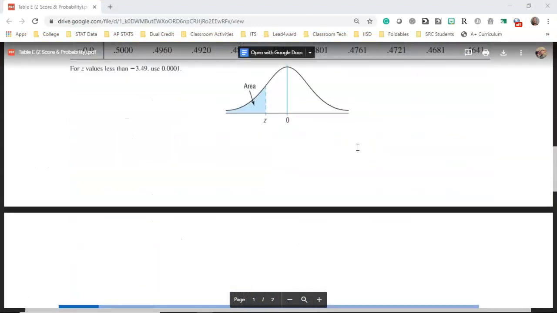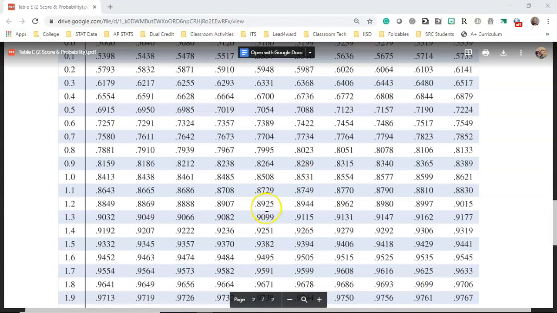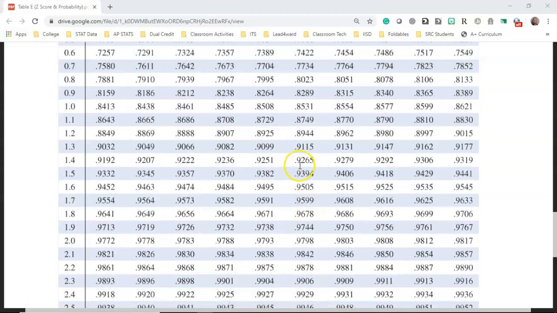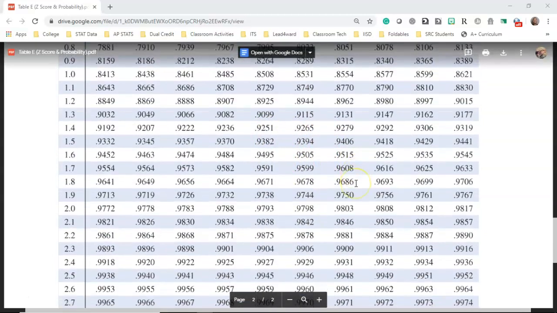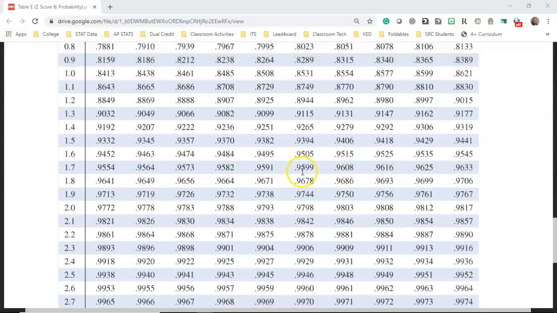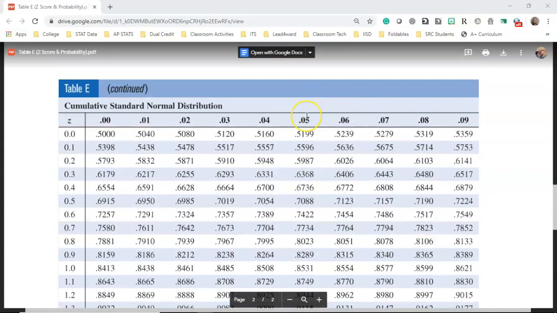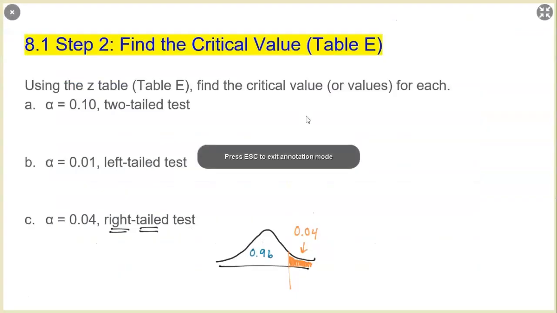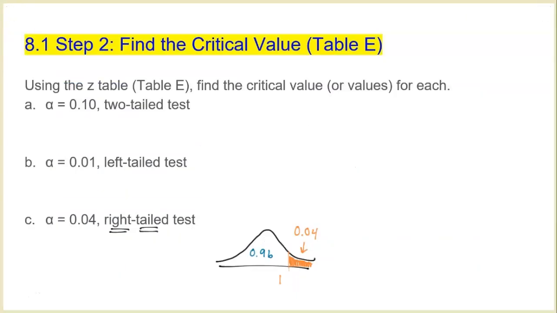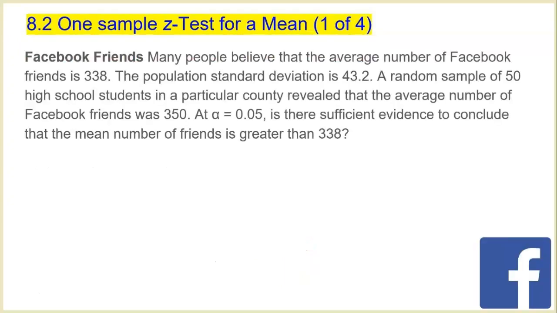So if I go to 0.96 in the body of the table here, 0.96, here we go. It's the same value, just positive. So 1.75. That would be the critical value. So these are just examples of how we will find the critical value when we do hypothesis testing here in just a moment.